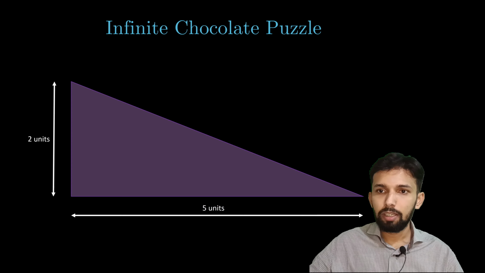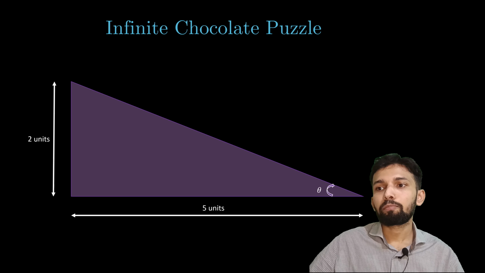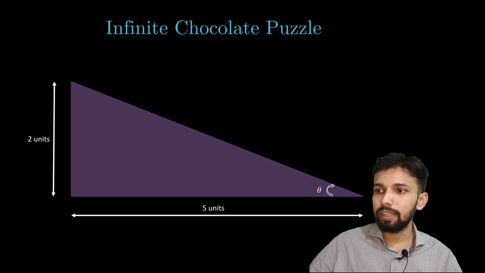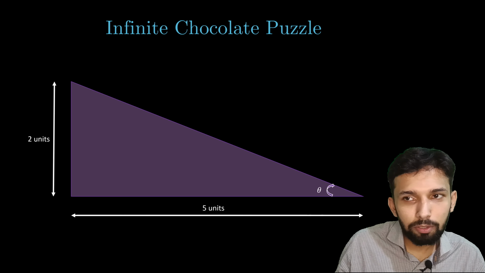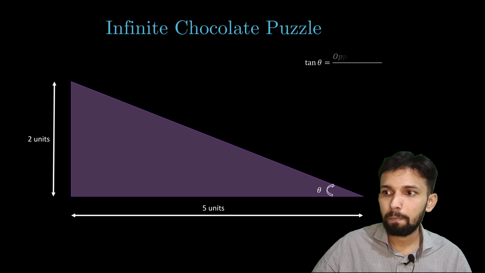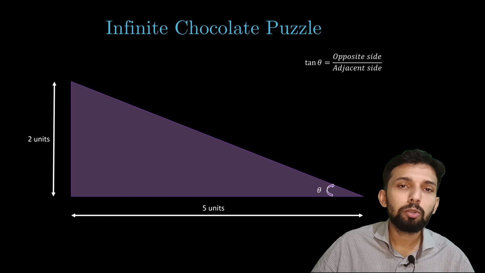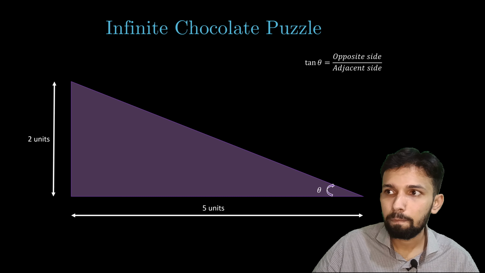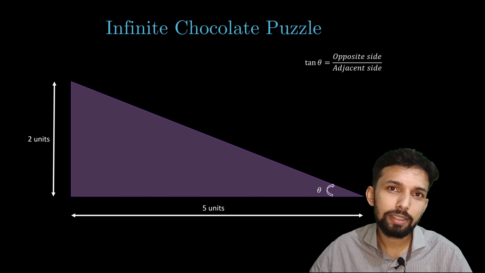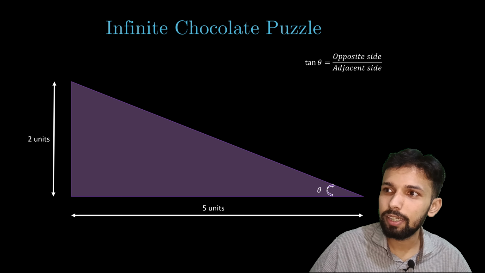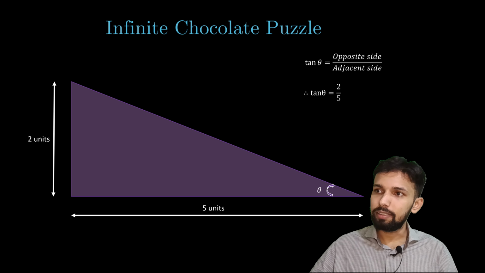Notice that the purple triangle, with 2 units of height and 5 units of base, has the angle theta. We are going to call the rightmost angle of the purple triangle theta. Right? And now we are going to talk about the tangent of the angle theta. Tangent is basically defined as the ratio of the opposite side to the adjacent side. As you can see on your screens, tangent is the ratio of the opposite side to the adjacent side.